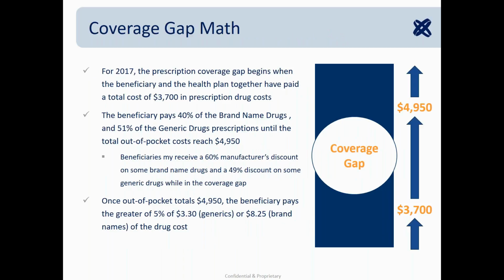This is the most complicated thing that confuses people the most. It's called the coverage gap or the donut hole. And how it works, basically, for 2017 is once you, with your copays and the drug carrier, pay $3,700 towards the cost of your medication, you go into the coverage gap. Once you are in that coverage gap, instead of having a copay, you will have to pay 40% of the cost of brand name drugs and 51% of generic prescription drugs. Once you have paid more than $4,950 out of your pocket, then you go into catastrophic coverage, where you will not pay more than 5% of your medications, with a minimum of $3.30 for generics or $8.25 for brand name drug costs.